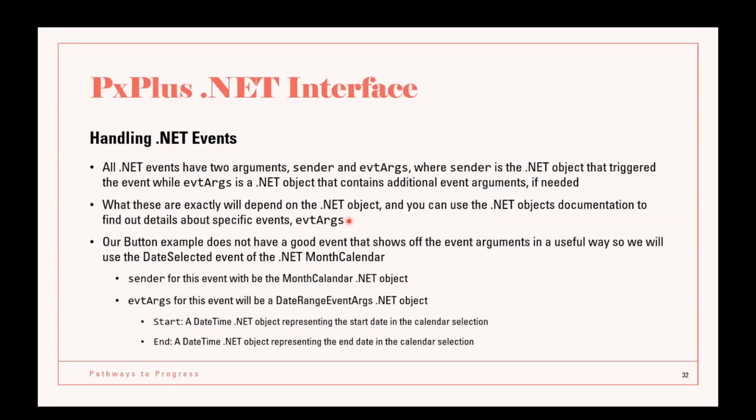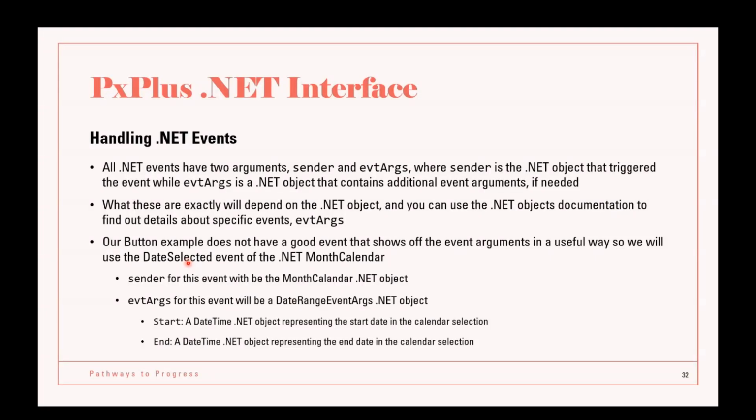Now, I've been using the button for pretty much all my examples so far, but the button doesn't have any good events that take advantage of event args to show it off. So for this example, I'm going to use the .NET month calendar object with the date selected event for an example.